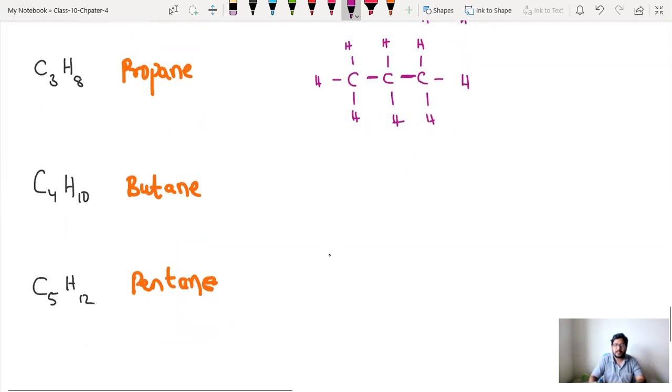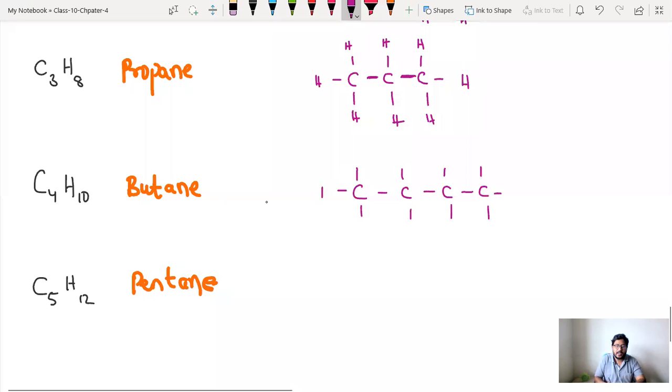Now for C4H10, step 1, represent carbons. How many? 4. 1, 2, 3, 4. Step 2, represent bonds between carbons. 1, 1, 1. Step 3, draw remaining valencies. For first carbon, 1 is already there. 2, 3, 4. For second carbon, 2 already there. 3, 4. For third carbon, 2 already there. 3, 4. For fourth carbon, 1 is already there. 2, 3, 4. Next, fourth step, represent hydrogens.